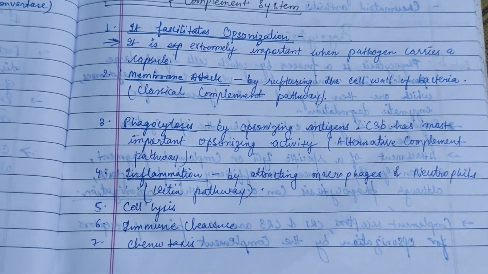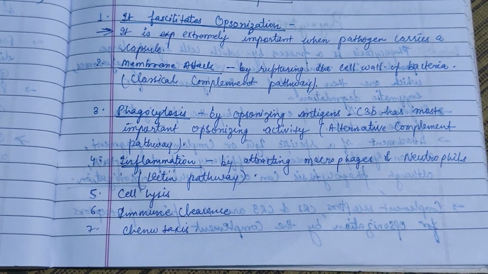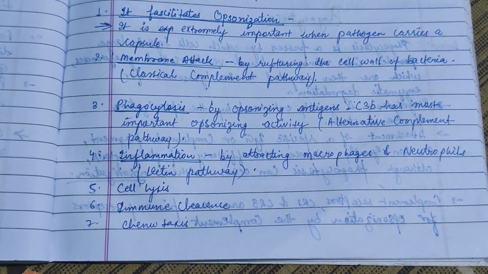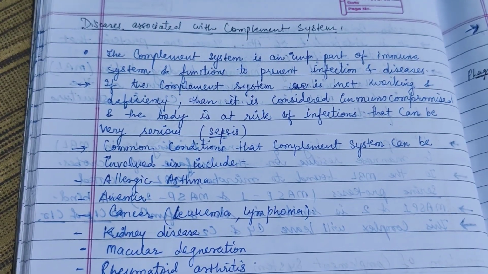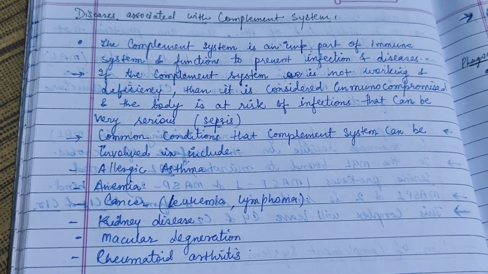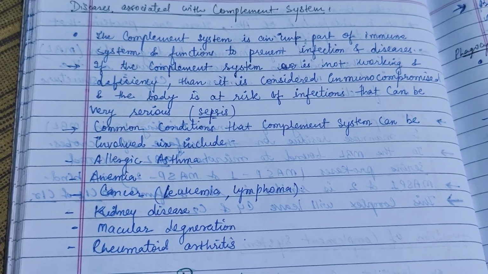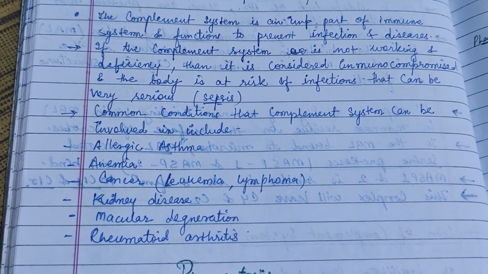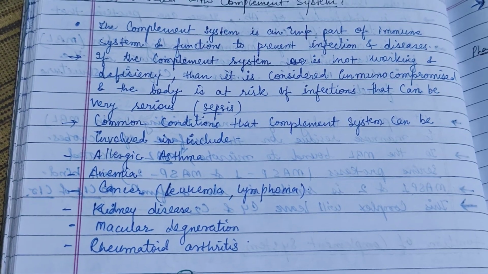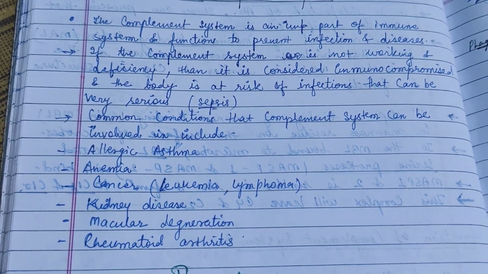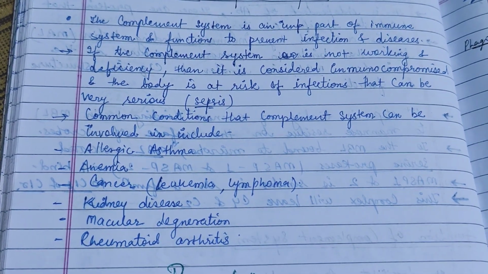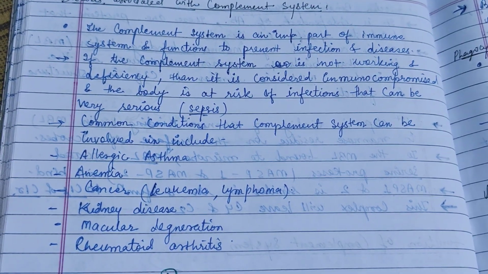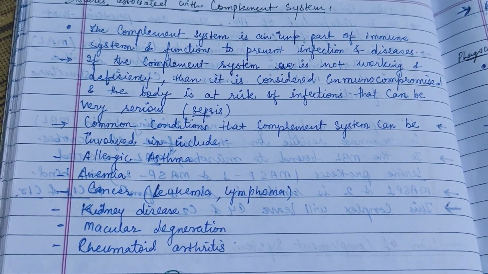The function of the complement system is that it facilitates opsonization, membrane attack, phagocytosis, inflammation, cell lysis, immune clearance, and chemotaxis. Diseases associated with the complement system. The complement system is an important part of the immune system and functions to prevent infection and disease. Common conditions that the complement system can be involved in include allergic asthma, anemia, cancer, kidney disease, macular degeneration, and rheumatoid arthritis.